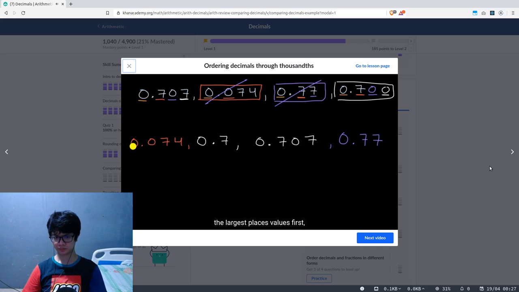So the main idea is you want to compare the most significant place values, the largest place values first. And then based on that, keep moving to the right to compare less and less significant place values.